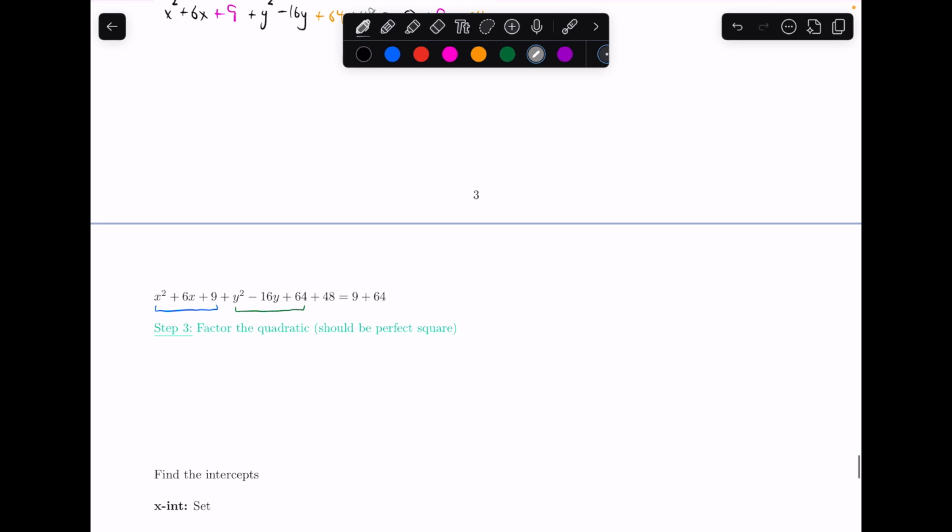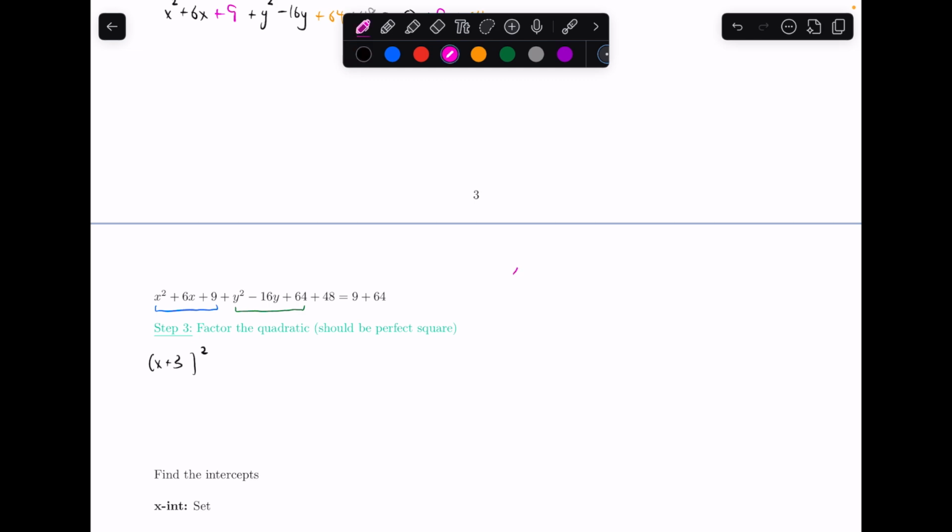Okay, so let's factor these. These first three terms factor as x plus 3 times x plus 3. I'm looking for two numbers that multiply to 9 and add to 6. So that would just be x plus 3 times x plus 3, or I could write that more simply as x plus 3 squared.